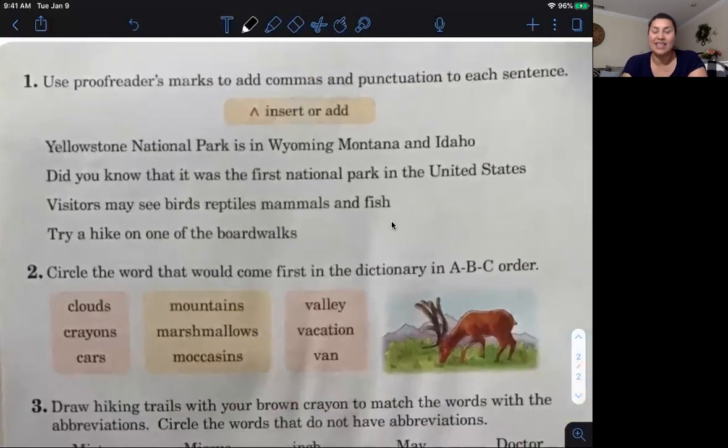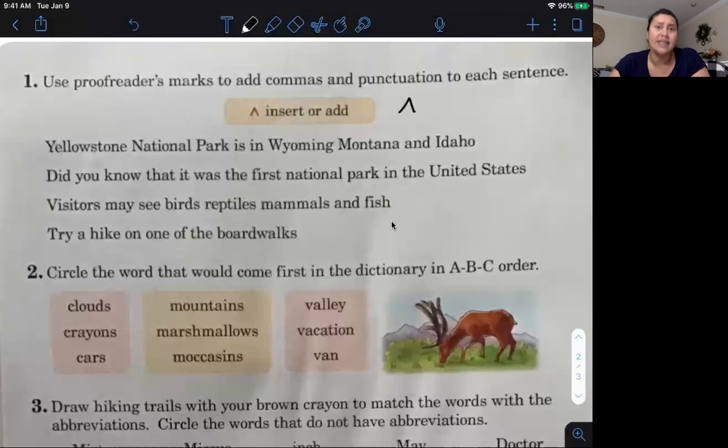All right, we get to be editors again. We're gonna be using proofreader marks to add commas and punctuation to the sentences here, okay? Remember, to insert or add something, you're gonna do that little caret. Kind of looks like an arrow, just the top part of an arrow, all right? Okay, here we go. Yellowstone National Park is in Wyoming, Montana, and Idaho.